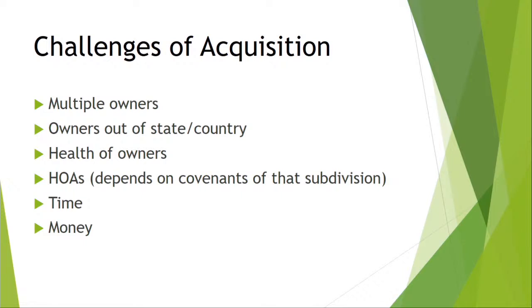Owners could be out of the state. There may be multiple owners. They may live in different parts of the country, or they may be out of the country altogether. They could be out of the country on pleasure, maybe for vacation, or they could be out of the country on business. It's hard to know if they don't respond.